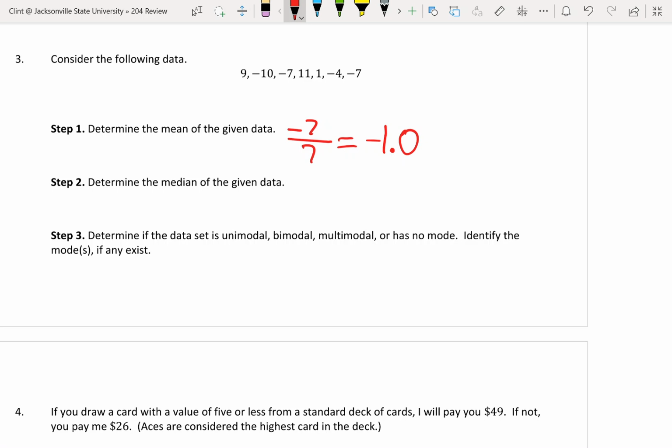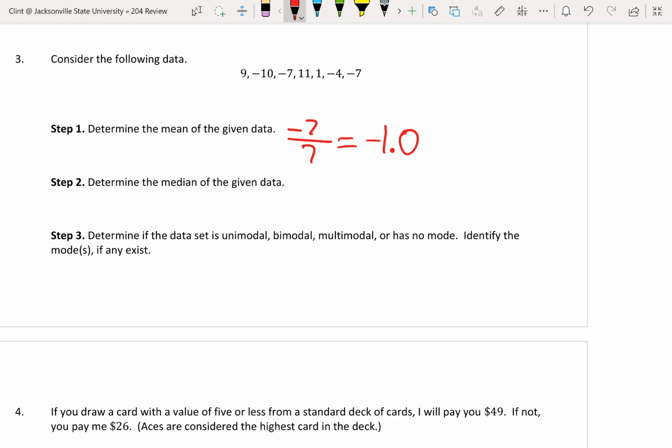Can we use a calculator on the test? Oh yeah, absolutely. We're supposed to have a calculator with statistical functions, so bring a calculator. Yeah, absolutely. Questions on finding the mean?